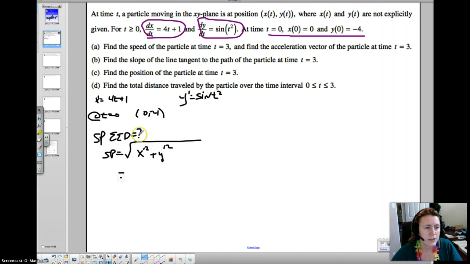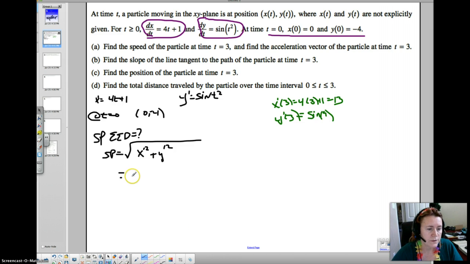So I need to come up here now and compute x prime at 3 and y prime at 3. So I would come over here on this side, and I'm actually going to do this in a different color. X prime at 3 is 4 times 3 plus 1, or 13. And y prime at 3 is sine, ooh, yeah, this is hard to do, sine of 3 squared, which is 9, and I just have them leave it like that, so we have an exact solution.